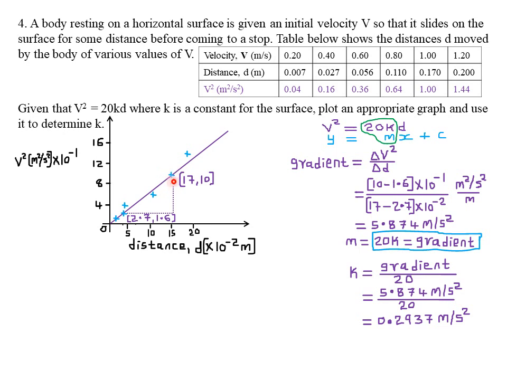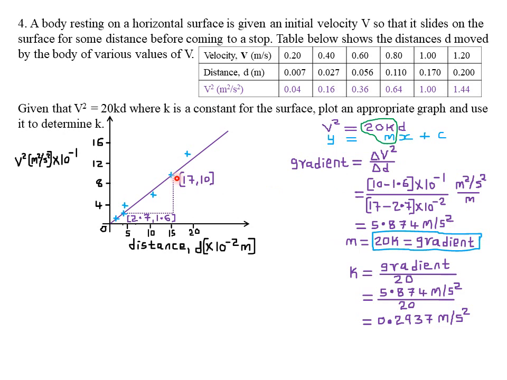You look at any two points that are on that line, then use them to calculate your gradient. From this equation, you can clearly see that the gradient m shall be equal to 20k. So if we find the gradient and equate it to 20k, it will help us compute the value of k. The gradient from our graph is the change in y divided by the change in x. On the y-axis we have v squared, and on the x-axis we have d. Therefore, the gradient is the change in v squared over the change in d.